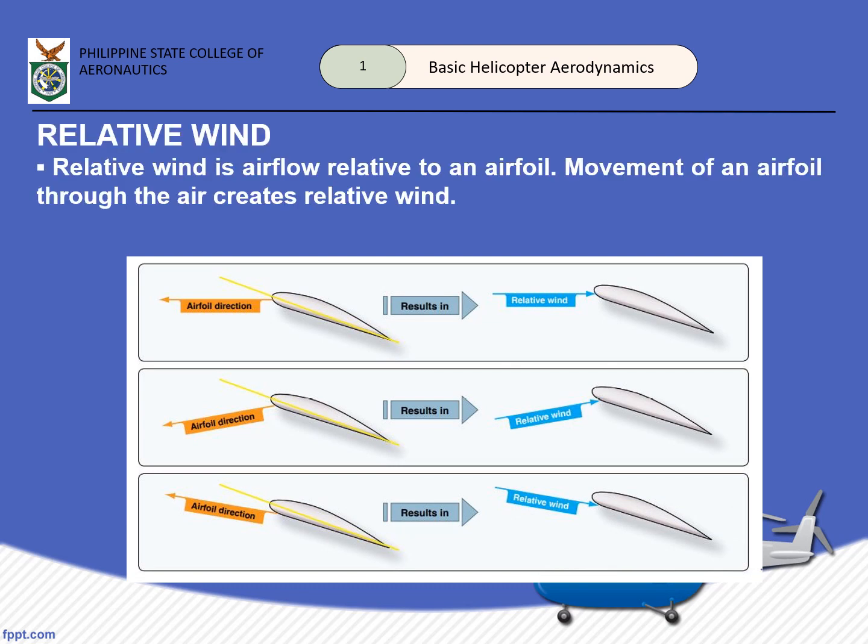Now, another familiar term, we have the relative wind. Just for the sake of defining it, relative wind is the airflow relative to an airfoil. It is the movement of an airfoil through the air which creates this. Just a recall, relative wind moves in a direction which is parallel and opposite of the movement of the airfoil, as you may see sa ating photo. So ayan, nagre-recall lang tayo ng ibang terms as we try to incorporate it as we move on sa ating aerodynamics proper.